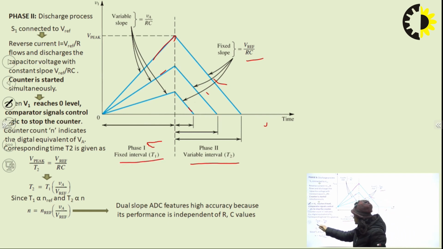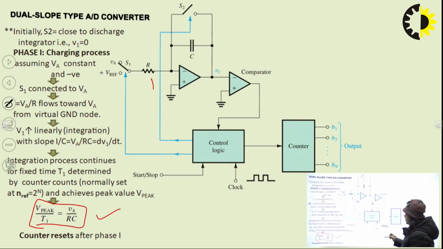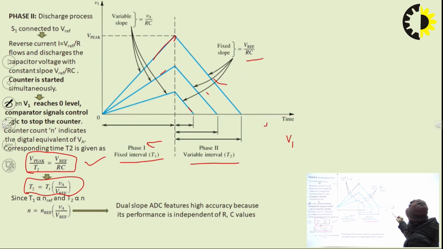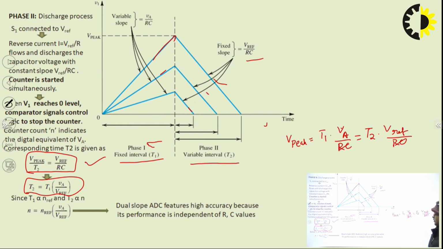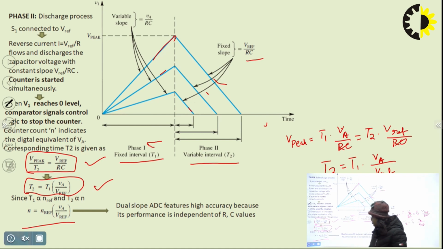Then we can write for T2, V peak upon T2 is V reference upon RC. Comparing equation 1 and equation 2, since V peak upon T1 is VA upon RC, V peak is equal to T1 multiplied by VA upon RC, which is equal to T2 multiplied by V reference upon RC. From here, we can write T2 is equal to T1 into VA upon V reference, as given here. As T1 and T2 are proportional to the number of counts, we can write N is equal to N reference into VA upon V reference.